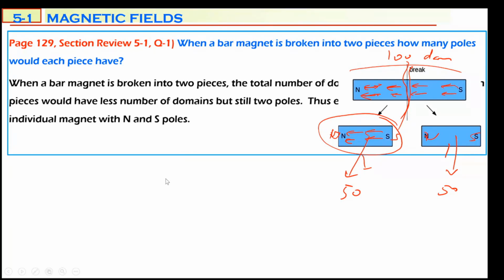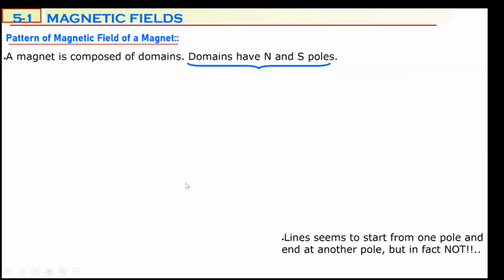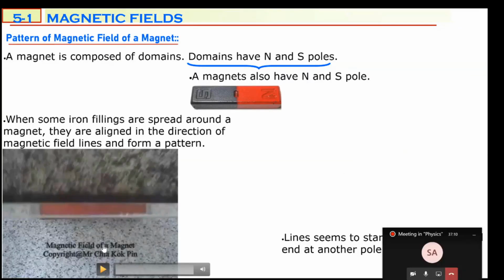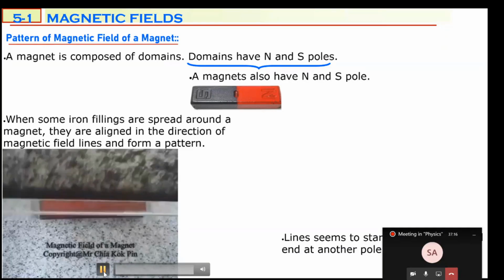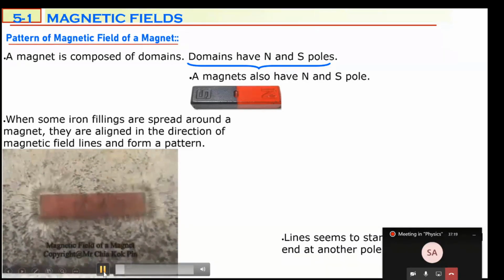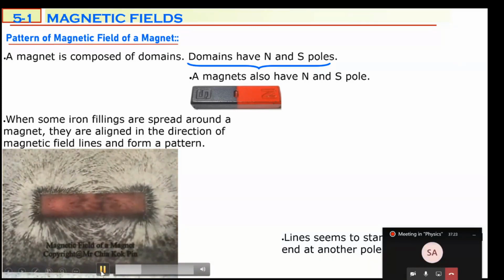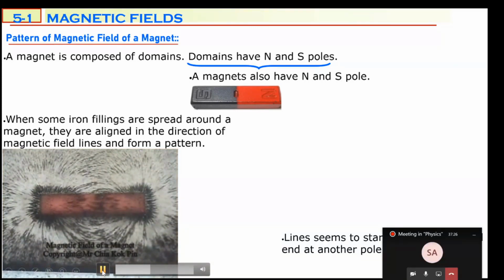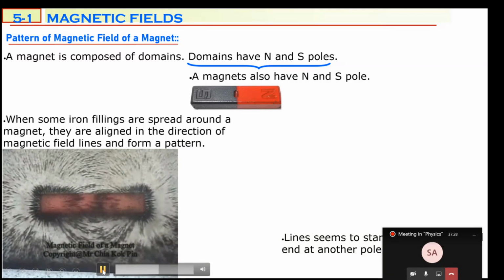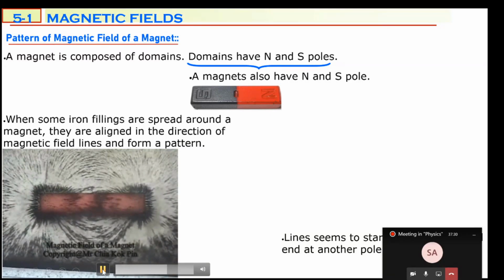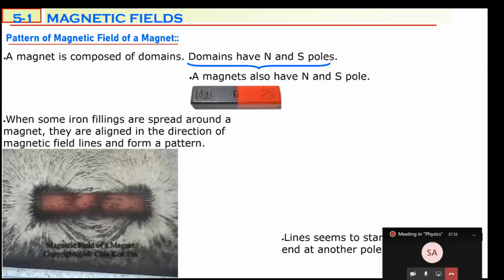Okay, let's continue with the next part. This man is going to bring iron filings closer to a magnet. See how the iron filings align themselves. This pattern is representing the magnetic field lines around the magnet. So this magnet produces magnetic field lines in the space around itself, and this pattern is representing those magnetic field lines.